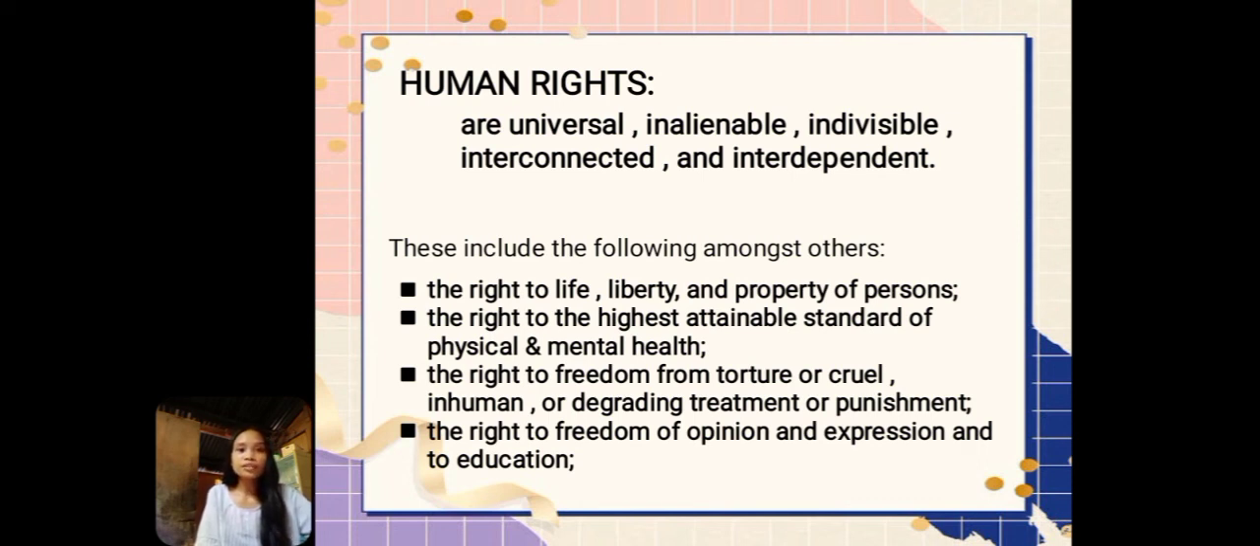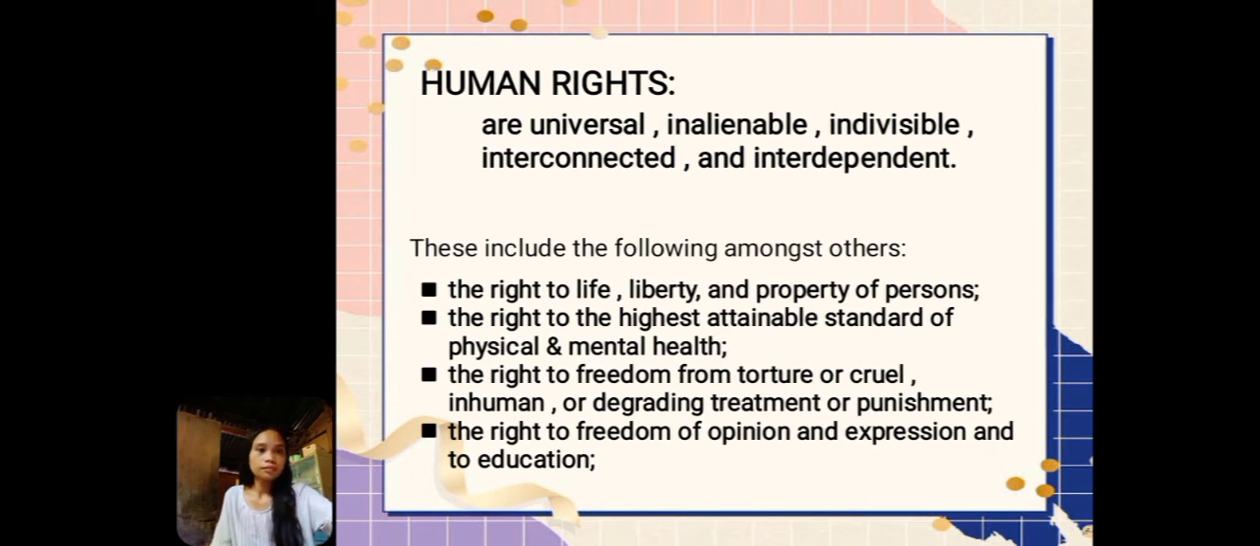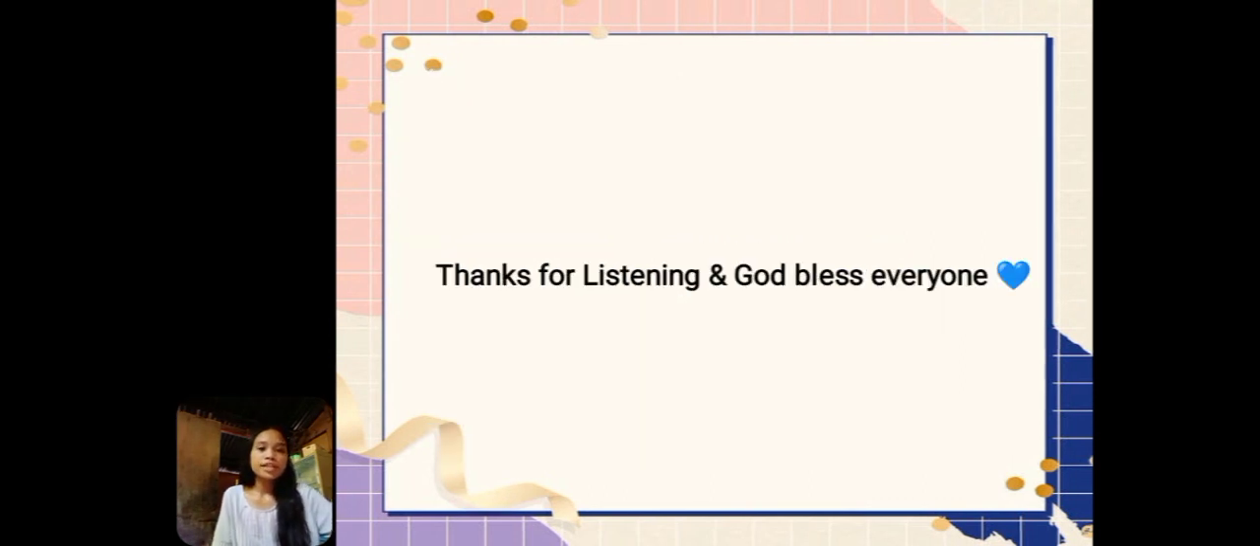So these include the following, amongst others: the right to life and property of persons, the right to the highest attainable standard of physical and mental health, and the right to freedom from torture or cruel, inhuman or degrading treatment or punishment. And last is the right to freedom of opinion and expression and also to education. So that's all. Thank you.